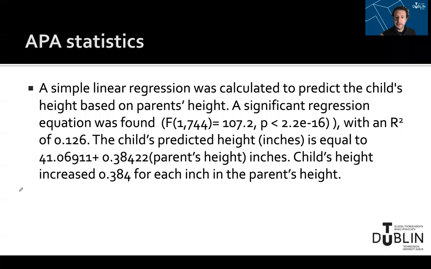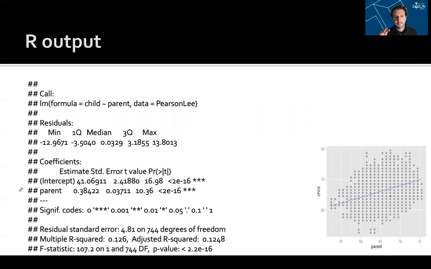Child's predicted height is equal to 41 plus 0.38 times parent's height. Child's height increased, and you could say significantly, for each inch in the parent's height. So that's me breaking down the R output. This is what you would see on the screen, and I've just told you where to look.